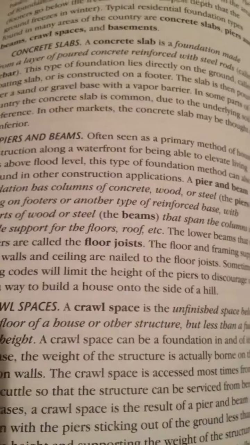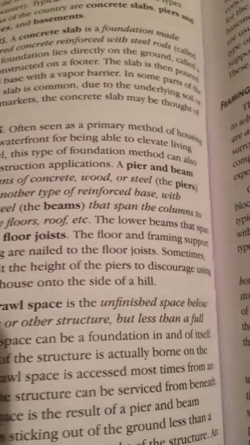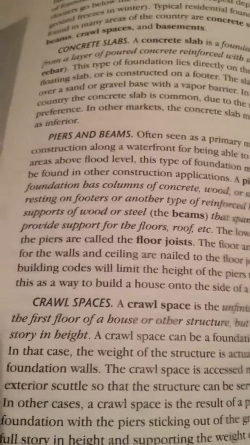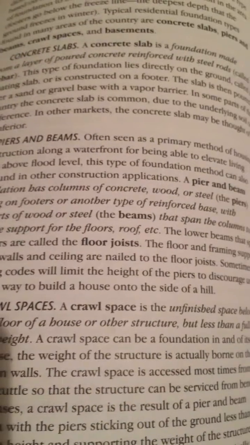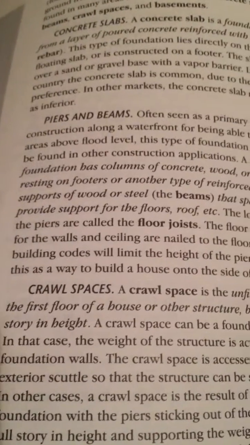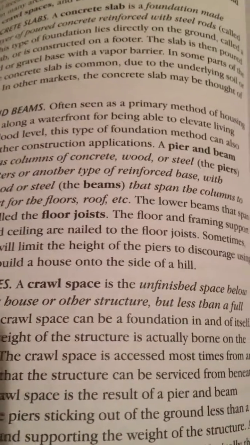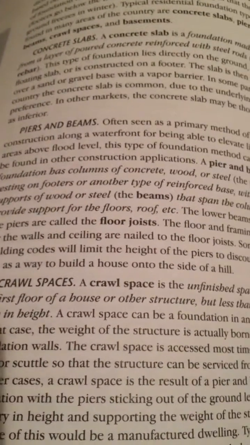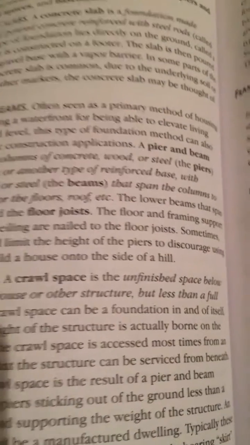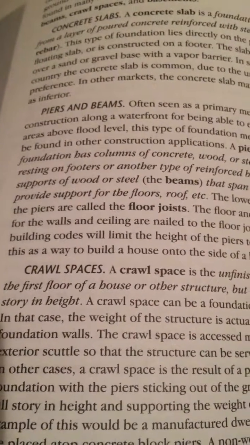Sometimes building codes will limit the height of the piers to discourage using this as a way to build a house onto the side of a hill. Crawl spaces. A crawl space is the unfinished space below the first floor of a house or other structure, but less than a full story in height.